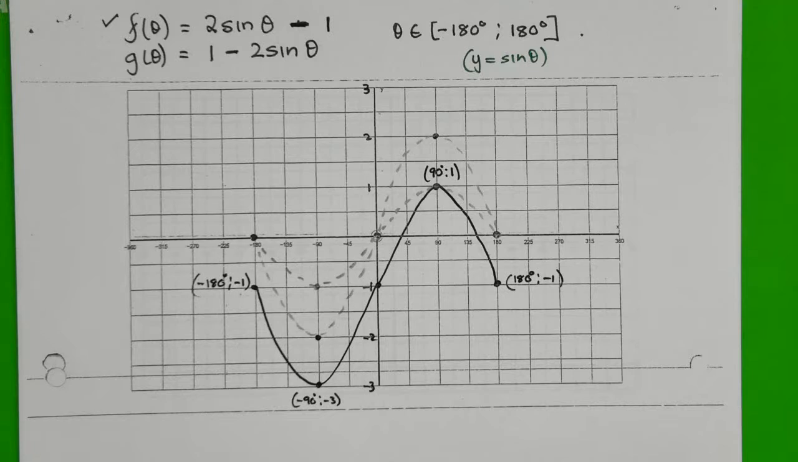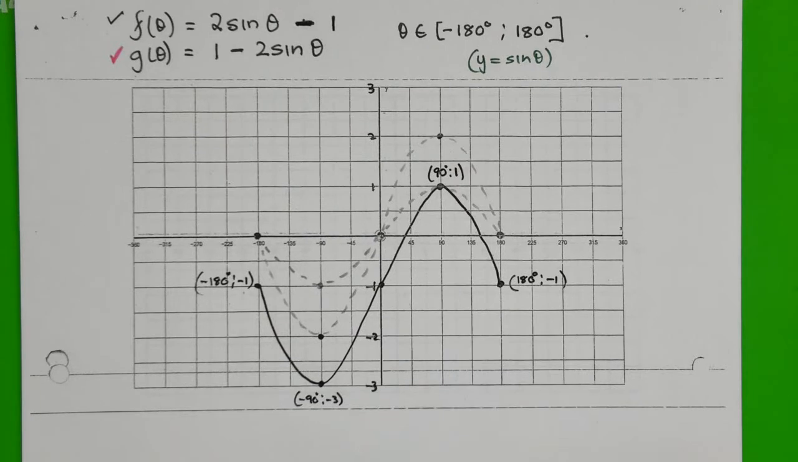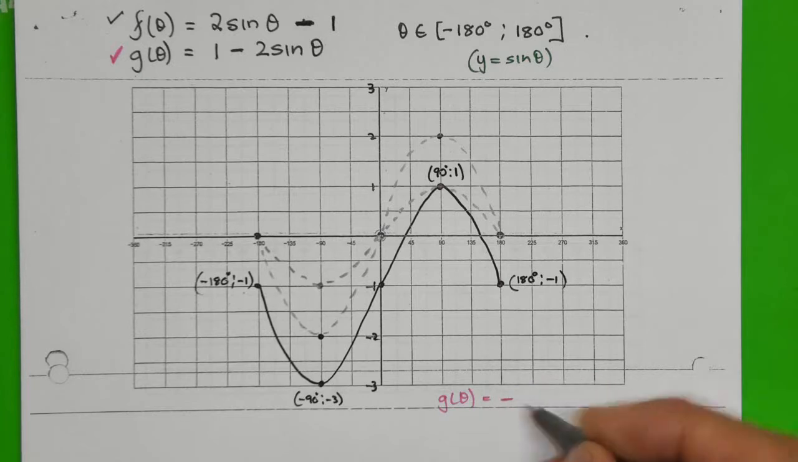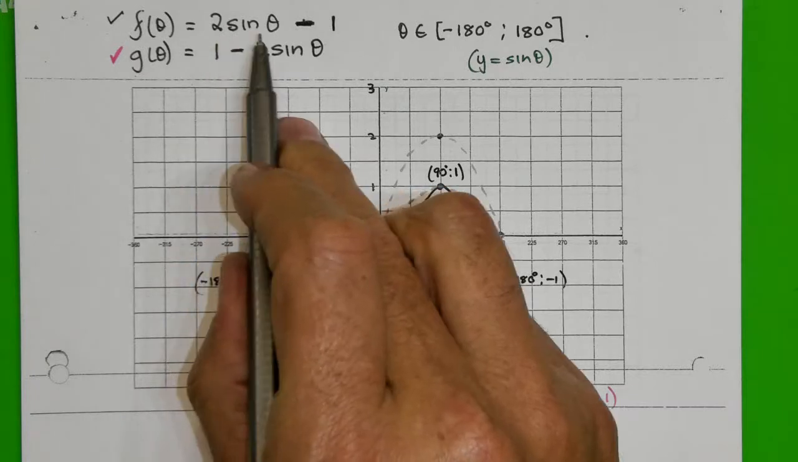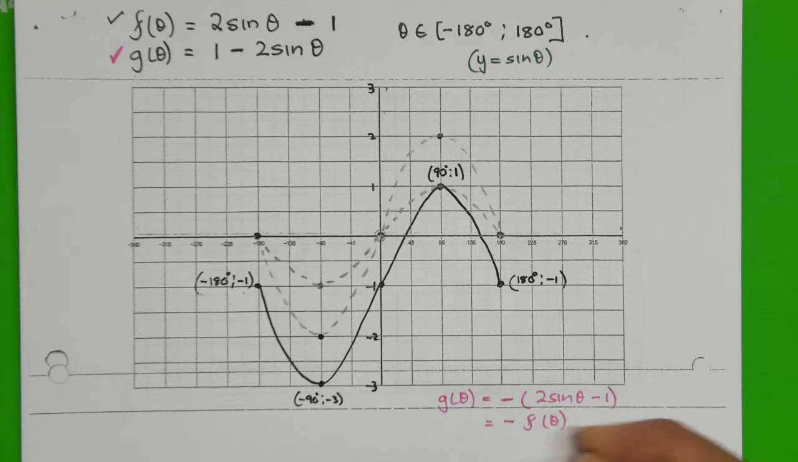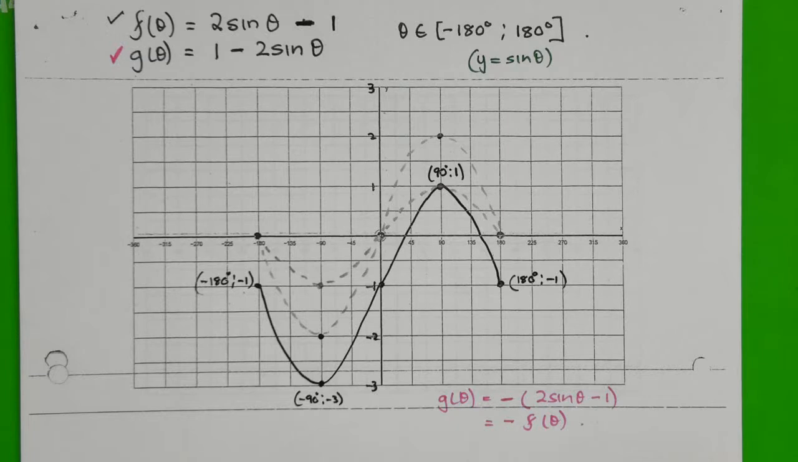Now if I look at its relationship to g of theta, let's just see what this relationship is. If I take g of theta and I remove a minus from it, I get 2 sine theta minus 1. And 2 sine theta minus 1 is the curve I've just drawn. So what is happening here? To get to g of theta, I must multiply all the y values on the black curve by a minus. So in other words, what is happening? It's reflecting in the x-axis.